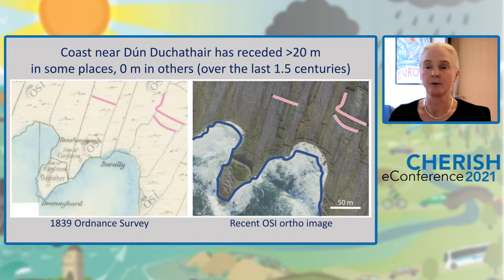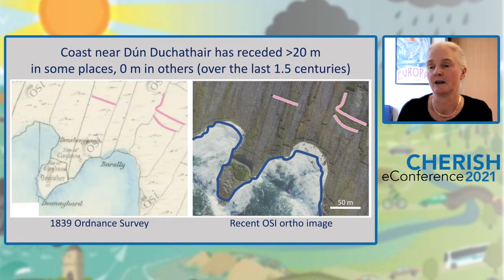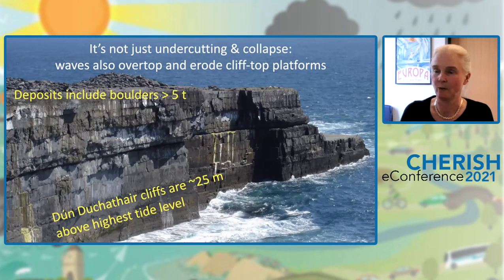And in this case, the blue line shows the 19th century coastline superimposed on the 21st century image. And you can see that there has been up to about 25 meters in this case of retreat at certain points in the coastline. So there is active erosion going on here, but it's not simply undercutting and collapse because of wave action. It's also waves overtopping these cliffs and flowing as bores across the upper platforms, eroding, creating new boulders and transporting them as they go.